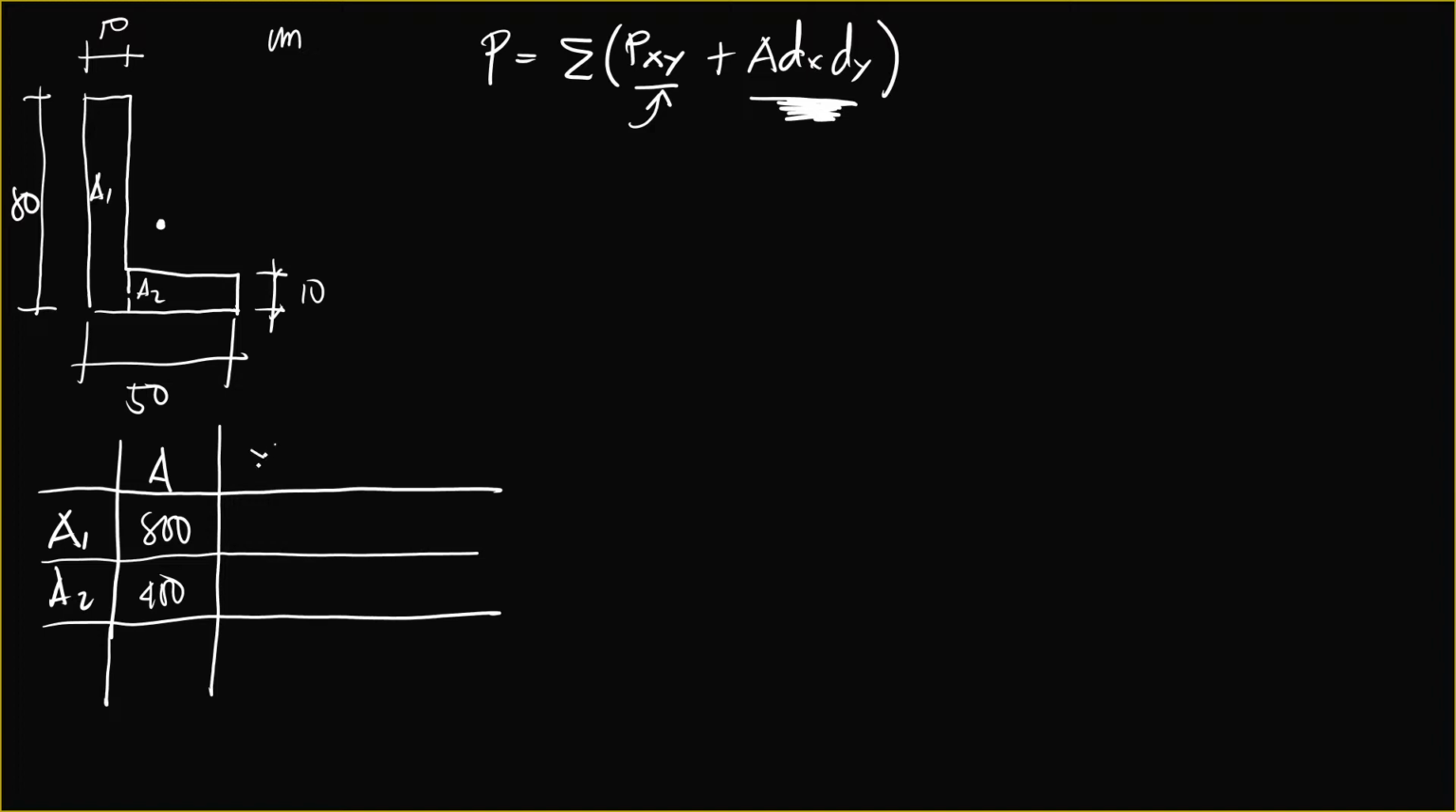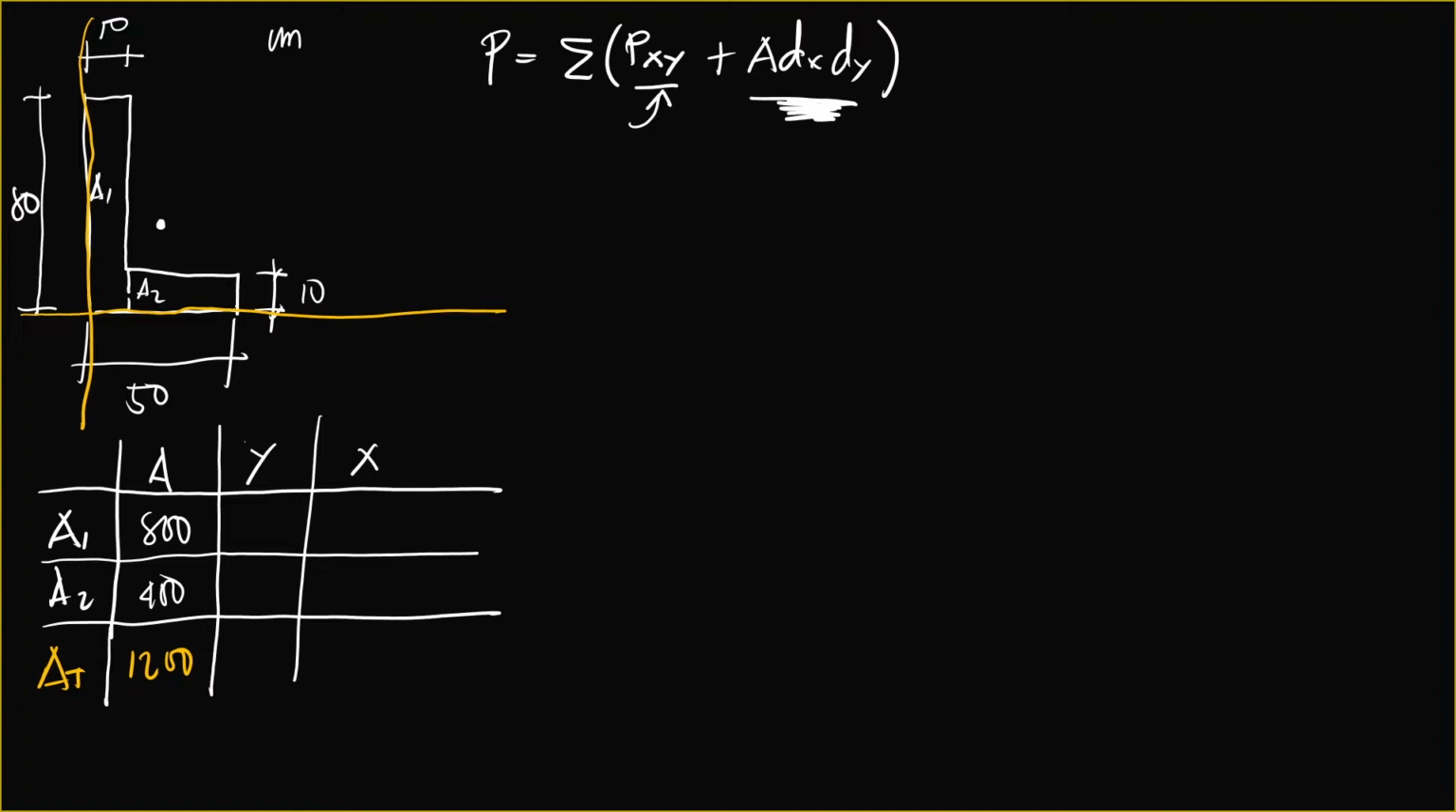Their Y, of course, and we also need their X. X and Y are the distance of each area from a reference axis. Take note, from a reference axis. Let us identify the reference axis. It doesn't matter which reference axis you choose, but you must be consistent. Here is our reference x-axis, and here is our reference y-axis. Then our total area is 1,200.